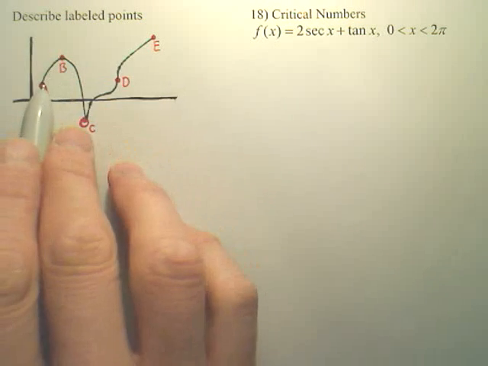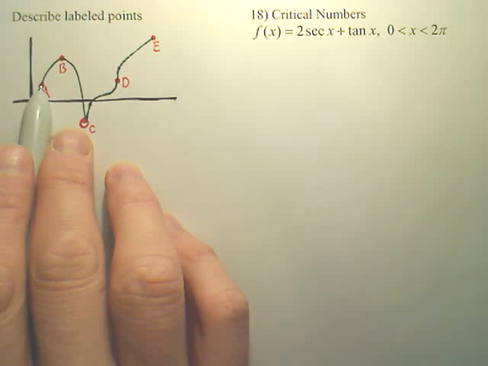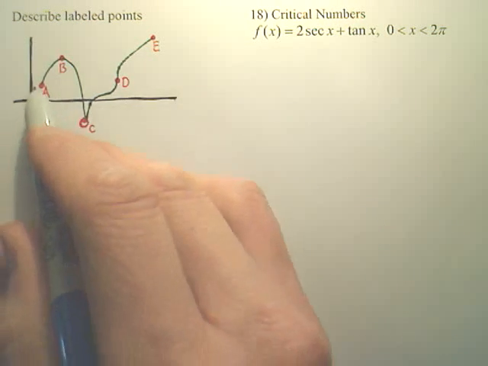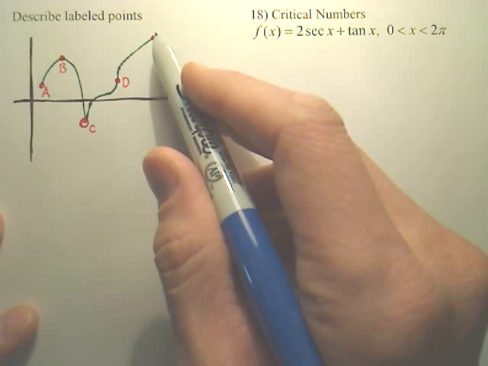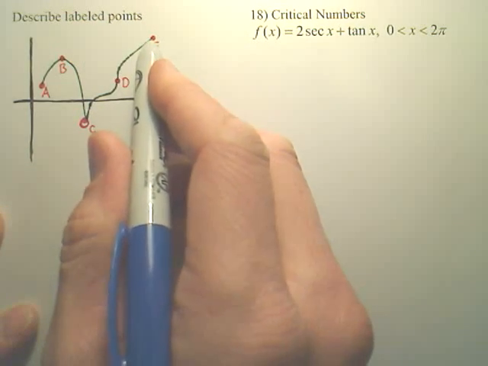Alright, describe and label each point. We want to tell if these are relative maxes or mins, absolute maxes or mins, or neither. So if we look at this, what would be your absolute max? Well, if you look at it, your absolute max is the highest point, which is E.